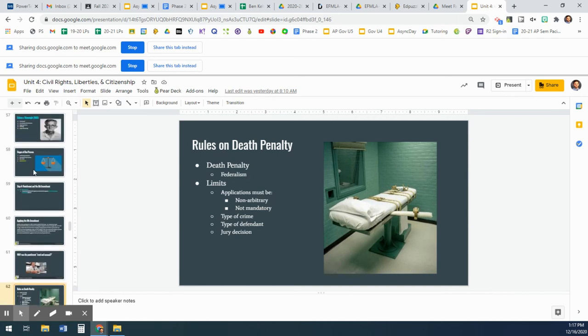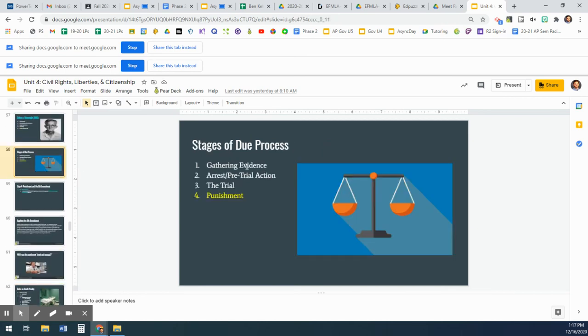Remember, there's 4 stages. You have the gathering of evidence, right? Search and seizure, unreasonable, all that kind of stuff. That's the Fourth Amendment. You got your arrest, your Fifth Amendment, not having to testify against yourself. The trial, right to a lawyer, right? And then the punishment, the Eighth Amendment, cruel and unusual punishment.